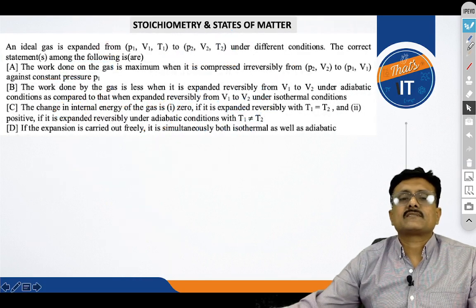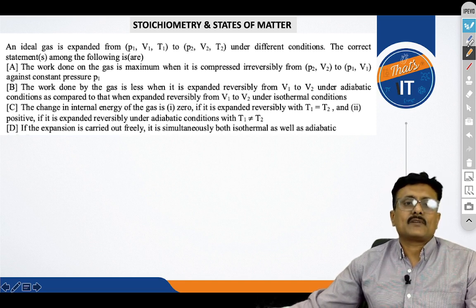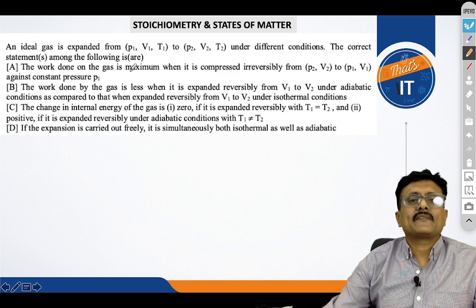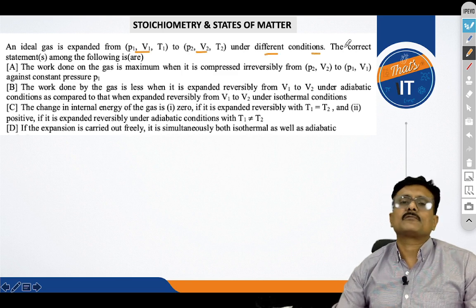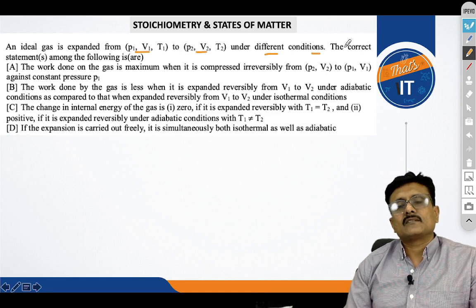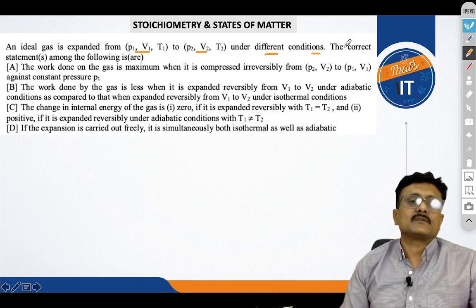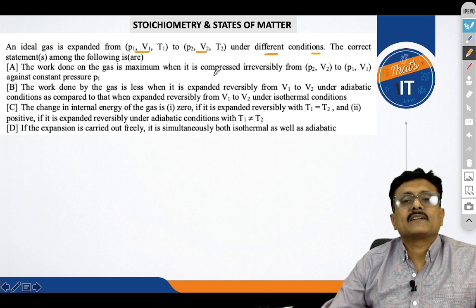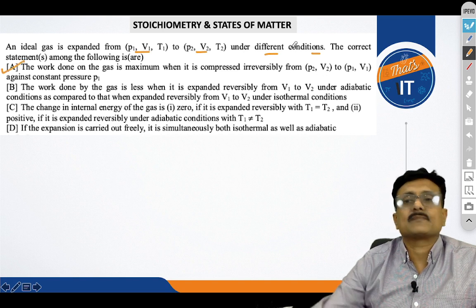So let's see the last question of the day of this session. This is again theoretical. As we all know, the work done on the gas, the gas expansion is taking place under different conditions, so you have to draw certain conclusions out of it. This is again the comprehensive revision of the theory. The work done on the gas is maximum when it is compressed irreversibly from P2 V2 to P1 V1. This is a correct statement.